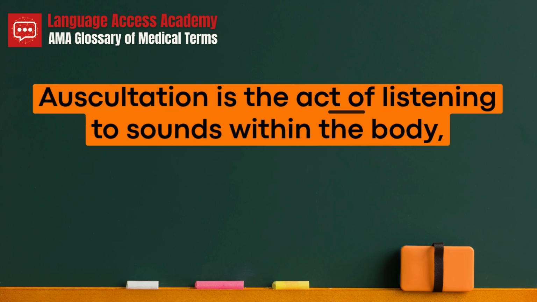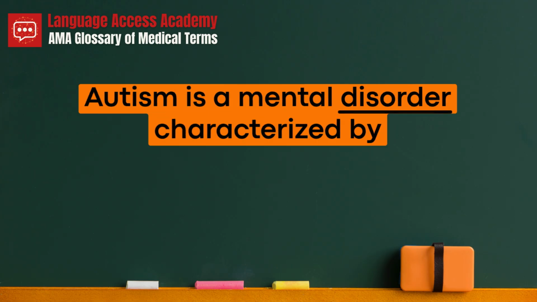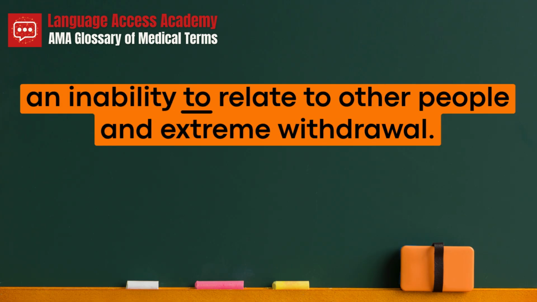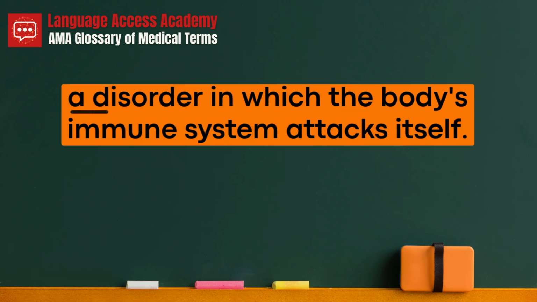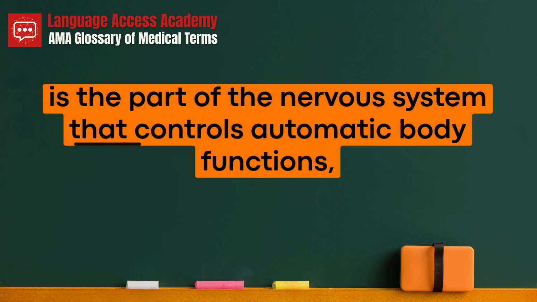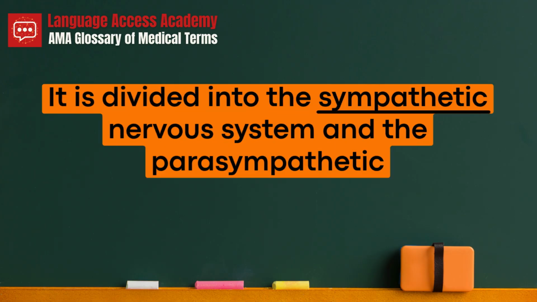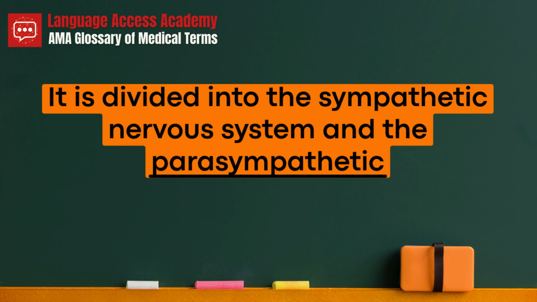Auscultation is the act of listening to sounds within the body, such as the heartbeat, using a stethoscope. Autism is a mental disorder characterized by an inability to relate to other people and extreme withdrawal. An autoimmune disease is a disorder in which the body's immune system attacks itself. The autonomic nervous system is the part of the nervous system that controls automatic body functions, such as heart rate, sweating, pupil dilation, and digestion. It is divided into the sympathetic nervous system and the parasympathetic nervous system.